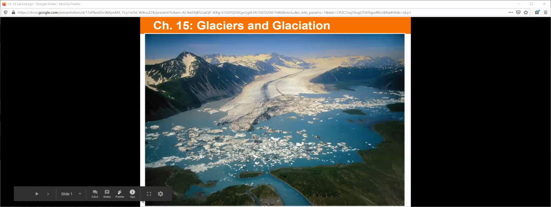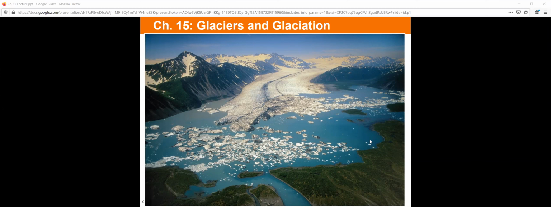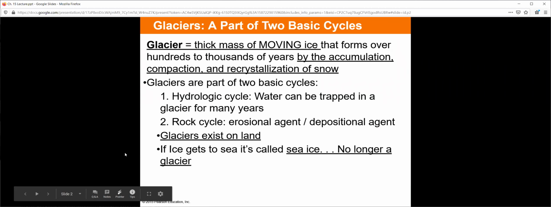All right. Welcome to Chapter 15, Glaciers and Glaciation for Geology at Gilbert Community College. Obviously, in this chapter, we're going to talk about glaciers and glaciation. So, what is a glacier?